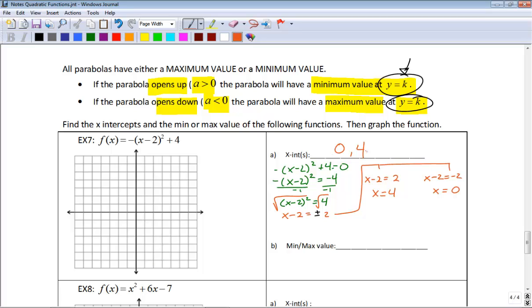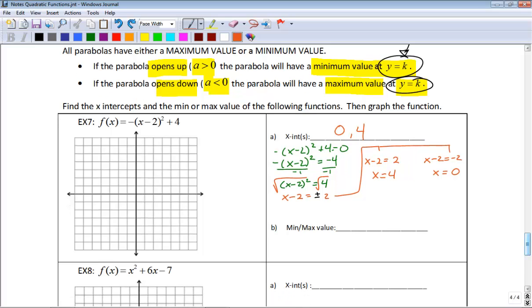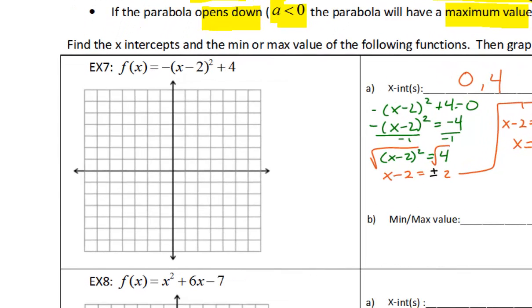Now you can write your x-intercepts like this. You can put them in braces like this. The only thing you cannot do is put both of those together in parentheses. That is wrong. So I just encourage you to leave it like that: 0 and 4, you're done. Just 2 numbers separated by a comma. It's also asking me for my min and max value. Well, that's easier to see once I've graphed. So let's actually graph this.